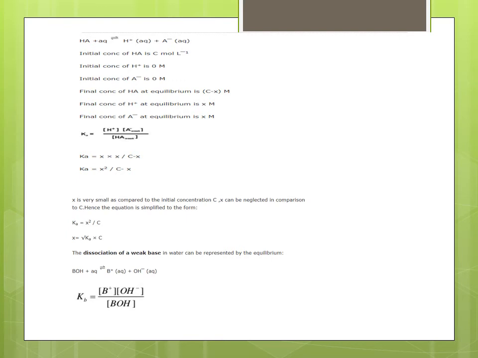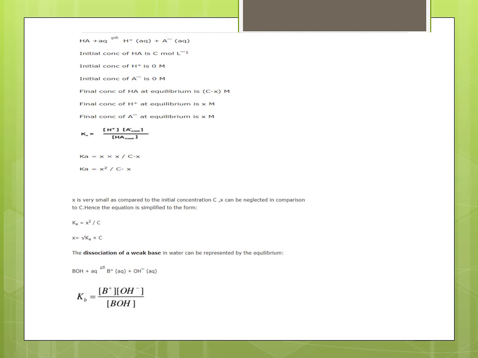Take this example. HA, when dissolved in water, gives H positive and A negative. Initial concentration of HA is C mole per liter. Initial concentration of H positive is 0. Initial concentration of A negative is 0. Final concentration of HA at equilibrium is C minus X. Final concentration of H positive at equilibrium is X M, where M stands for molar. Final concentration of A negative at equilibrium is again X.